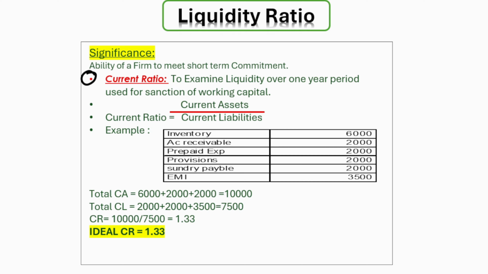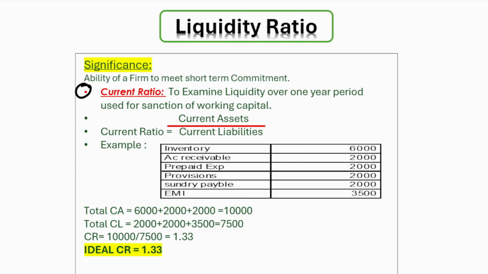Like that, you should be familiar with the components of the balance sheet. Then only we can calculate the ratios. Got it? So I have given one example: inventory 6,000, accounts receivable 2,000, prepaid expenses 2,000. These three come under what? These three come under current assets.